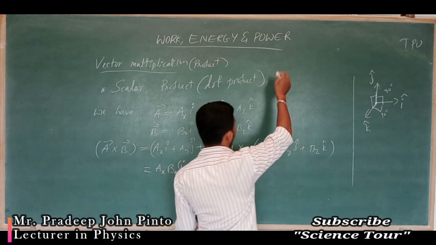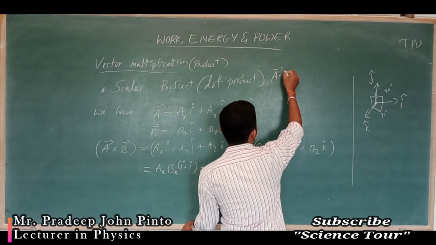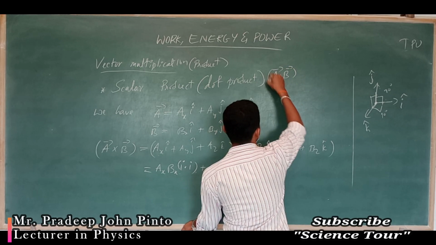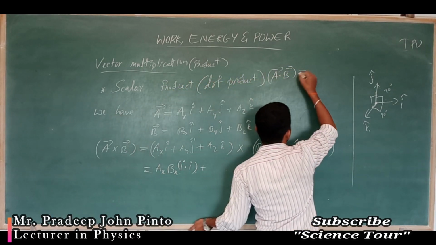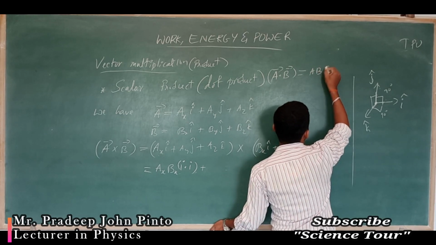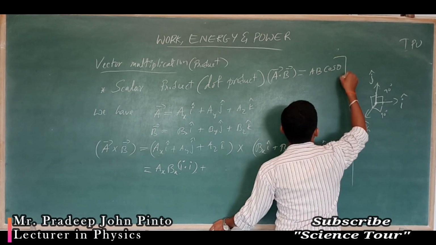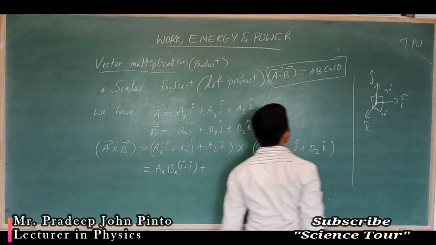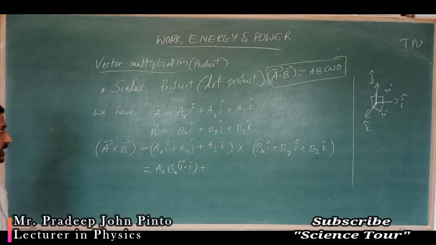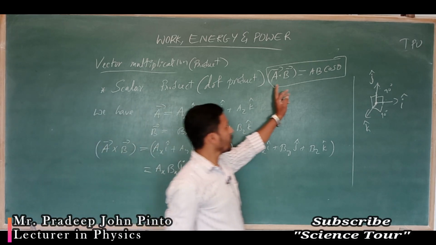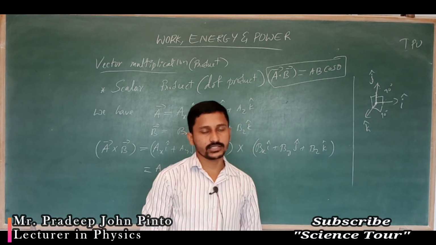Generally you can write down A dot B is equal to, after scalar product you write down this. A dot B is equal to AB cos theta. A dot B is nothing but AB cos theta. What do you mean by scalar product? The scalar product definition is given: A dot B which is equal to AB cos theta.